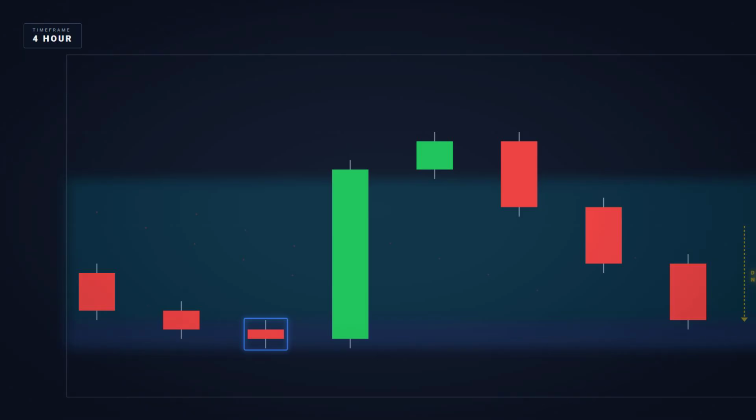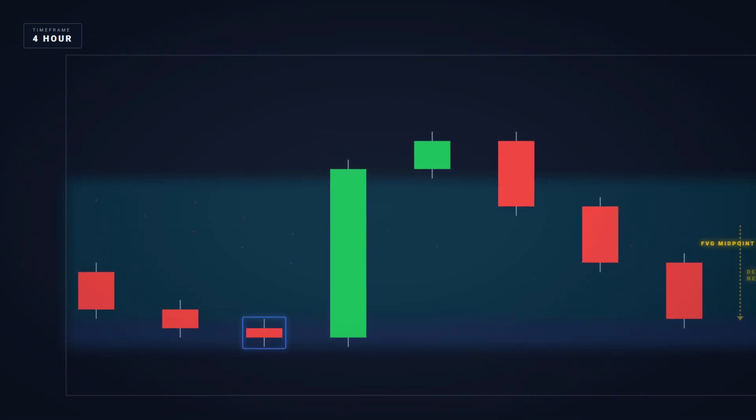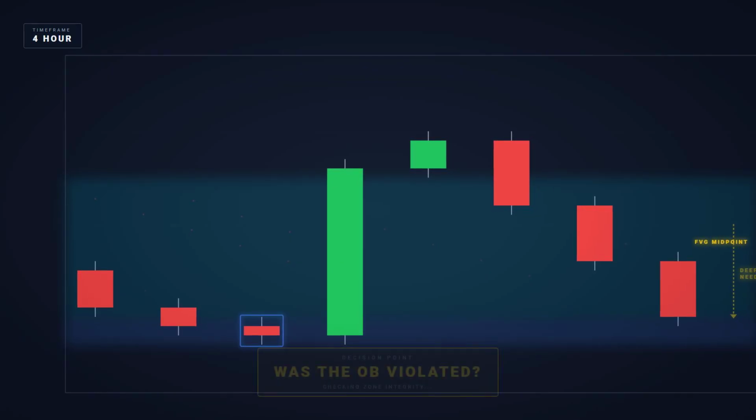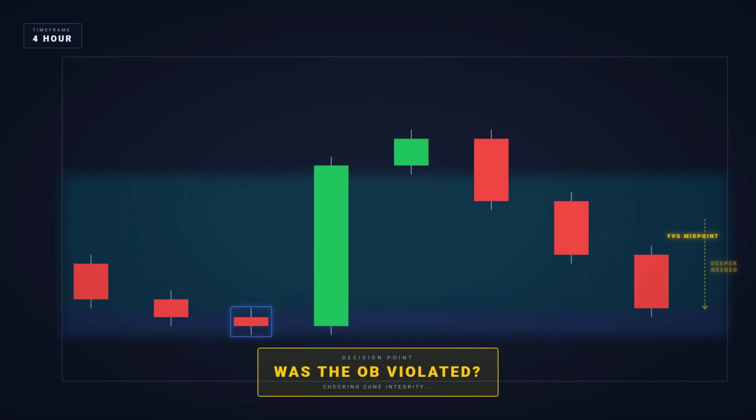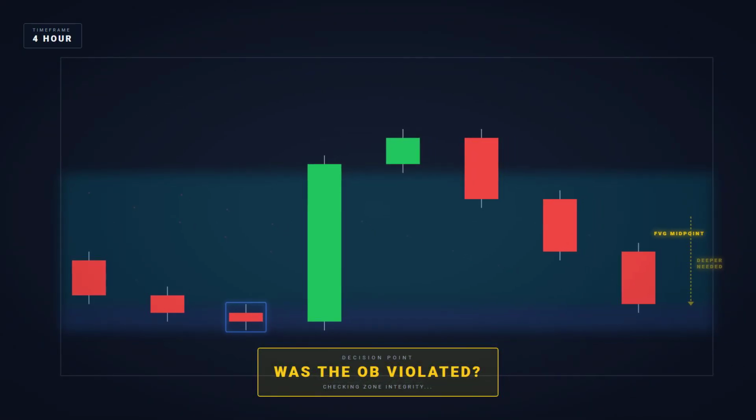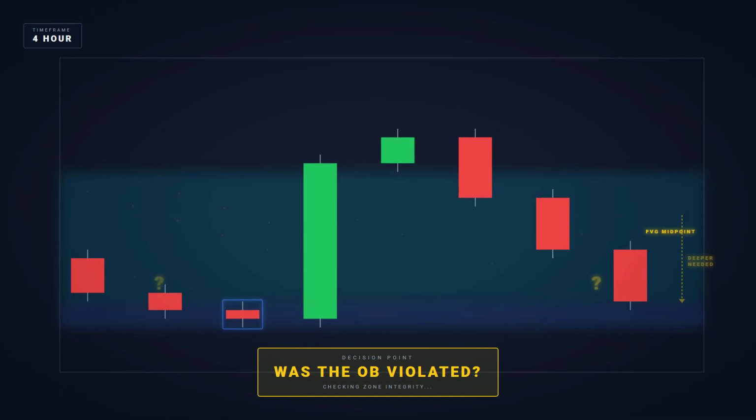But here's what you need to notice. That fair value gap from the most recent displacement sits higher on the chart than the one we used for the previous trade. And the current pullback, with its increased momentum, has already moved through the upper portion of that new zone. The aggressive selling has taken price below the midpoint of the new fair value gap. This is a decision point. And the decision is based on one question. Has the institutional origin of the move, the actual order block, been violated?